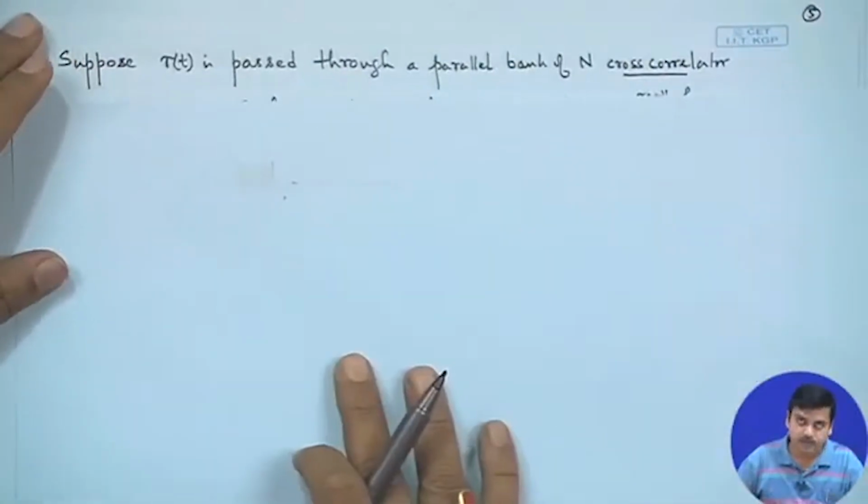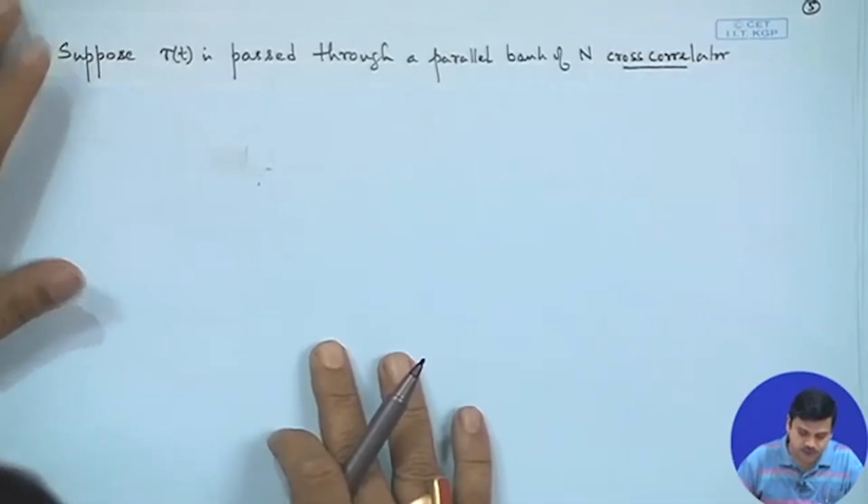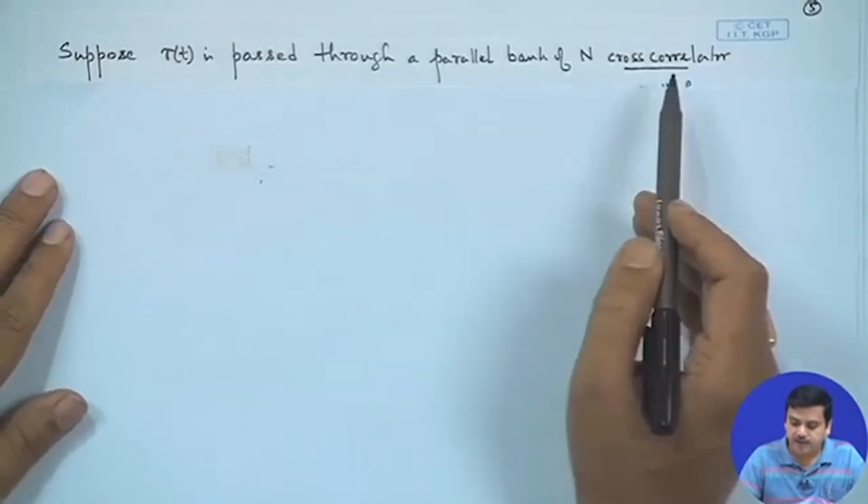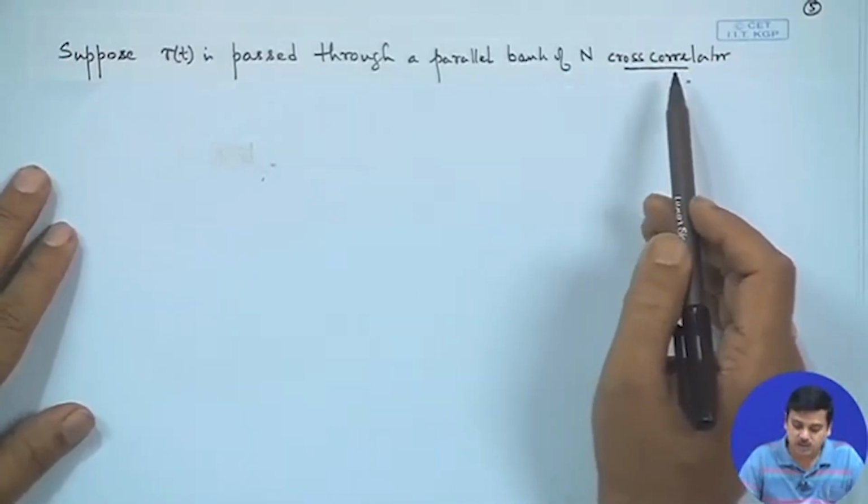Then what we talk of is, suppose r of t, the received signal, passes through a parallel bank of n cross correlators. Why is it so? Simply because when we are projecting r of t onto the basis functions, we are as if correlating this signal r of t with each of the basis functions. The outcome would be the component of the signal on the basis function, and that is what is of our interest, that is the correlation value.